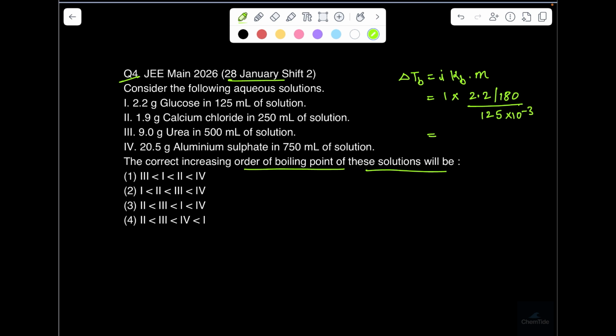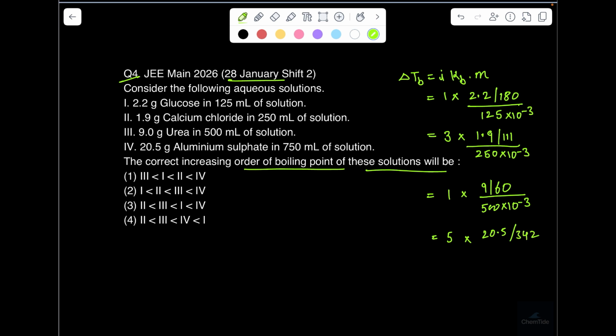For calcium chloride, CaCl2, the i value is 3, it's 1.9 by 111 molar mass, and the solvent is 250 ml, so 250 into 10 to the power minus 3. Similarly, we can go for the urea. Urea's i value is 1, so 9 by 60 by 500 into 10 to the power minus 3. For aluminium sulfate, that is Al2(SO4)3, we will have the i value 5, and that is 20.5 by molar mass 342, divided by 750 into 10 to the power minus 3.